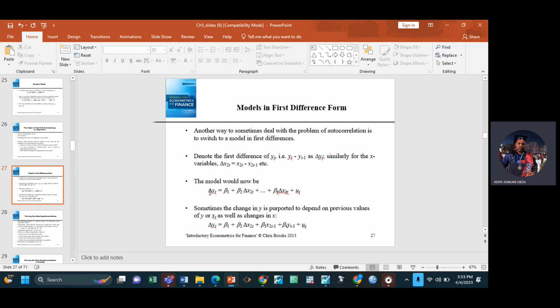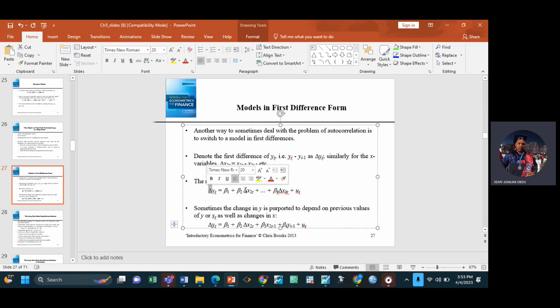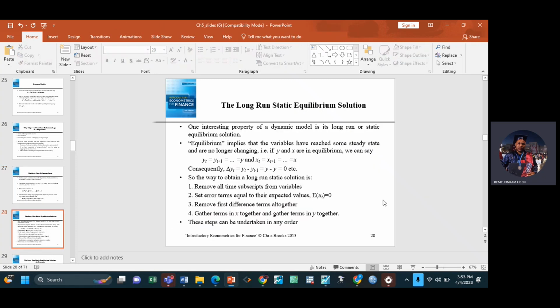By the way, how do you know that this model is in first difference? You see the difference operator. This is the difference operator, and we have the difference operator here. So these models are in first differences, right?